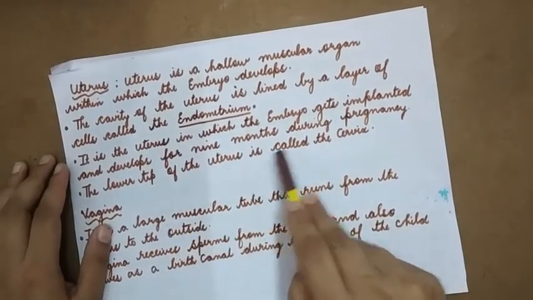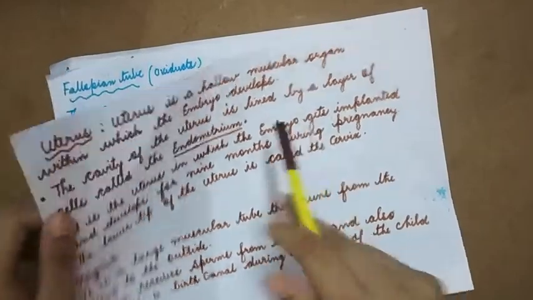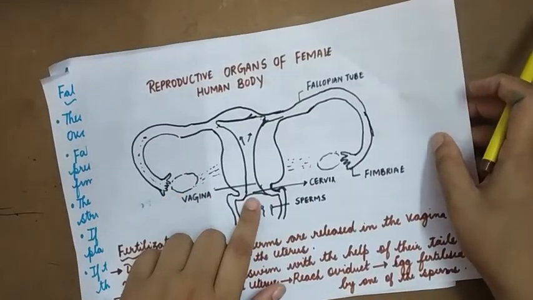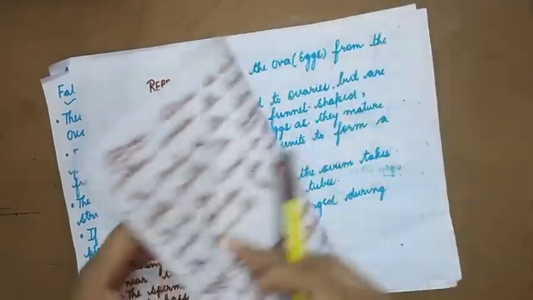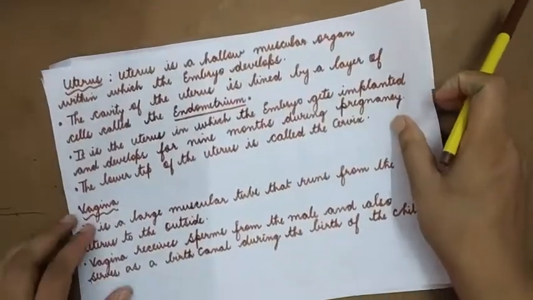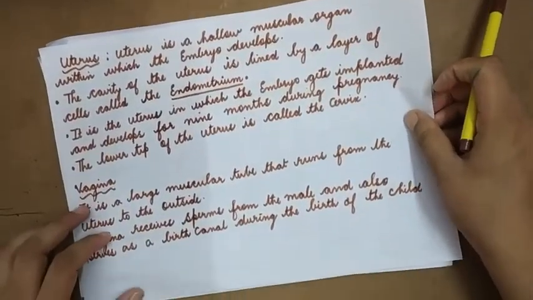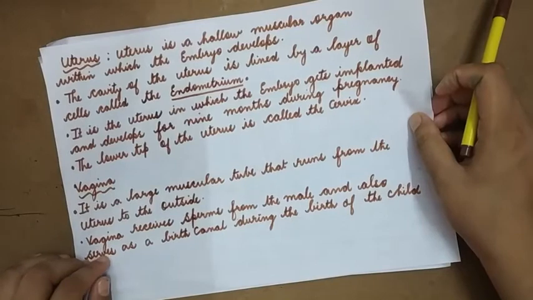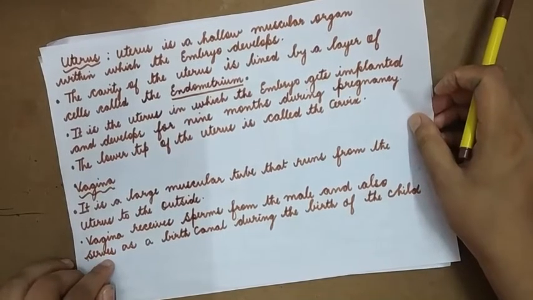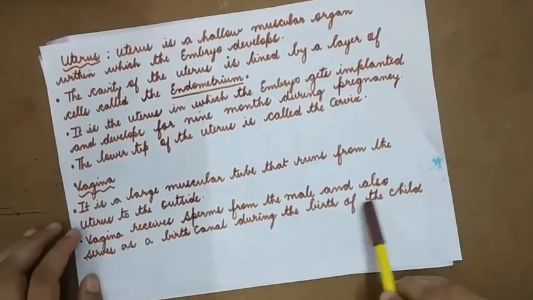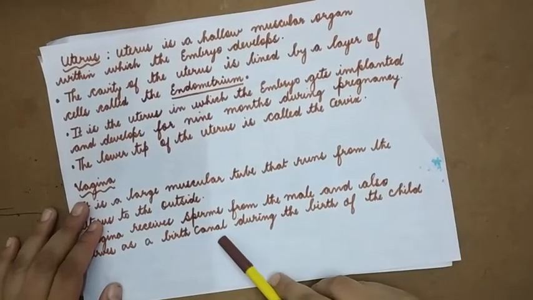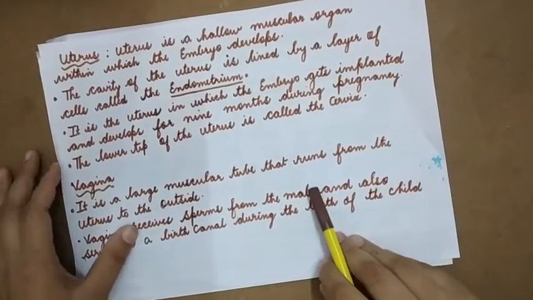The lower tip of the uterus is called the cervix. So students, this is the cervix, the lower tip of the uterus. Vagina. It is a large muscular tube that runs from the uterus to the outside. The vagina receives sperms from the male and also serves as a birth canal during the birth of the child.